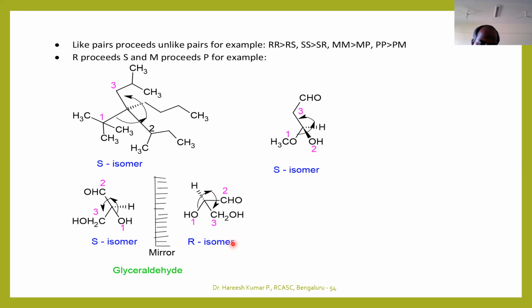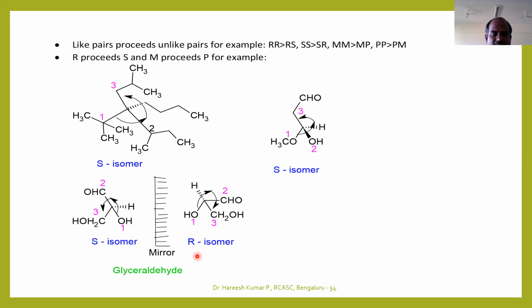And here you can observe that the hydrogen pointing away from the observer is here. So you have to view from this side. Then the movement of 1 to 2, 2 to 3 will be moving like this. You know that this is a clockwise direction and it is the R isomer.